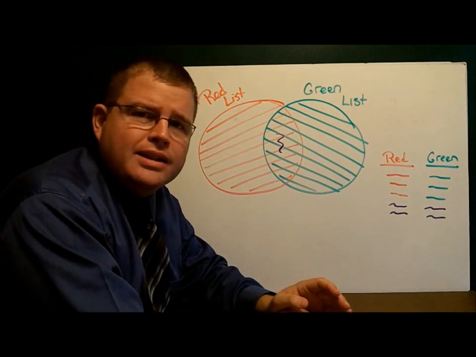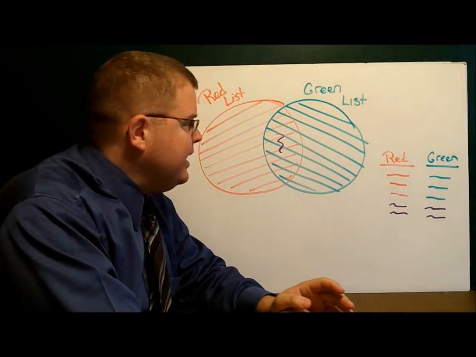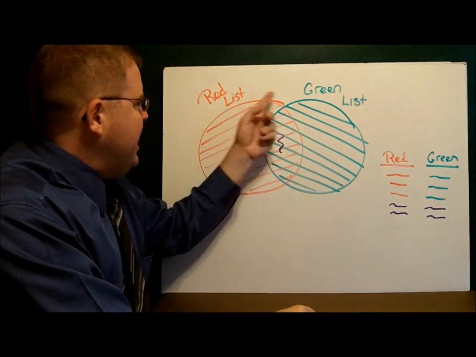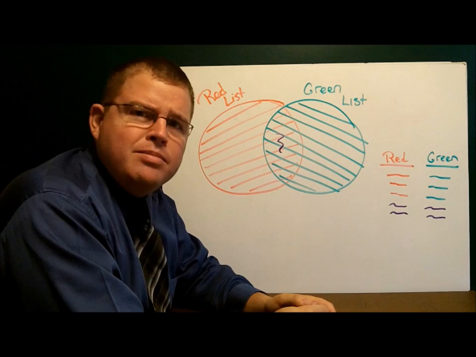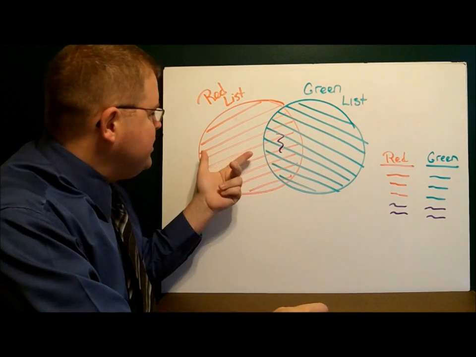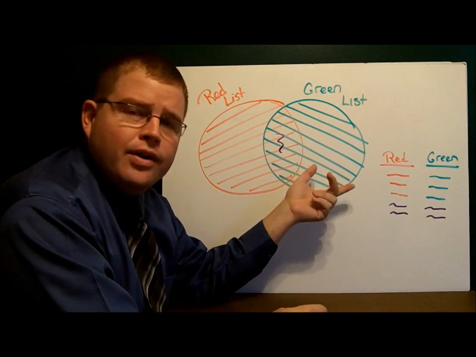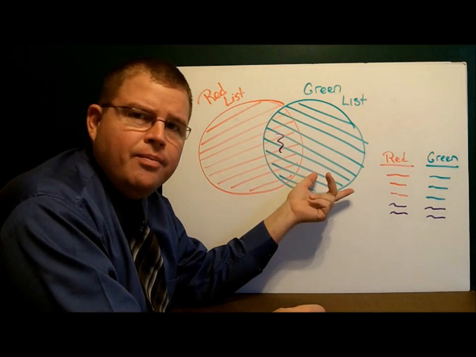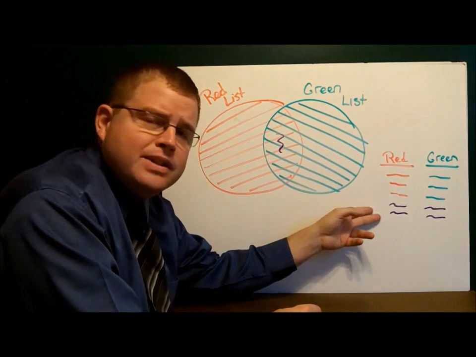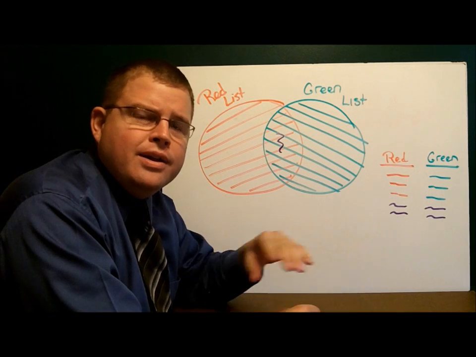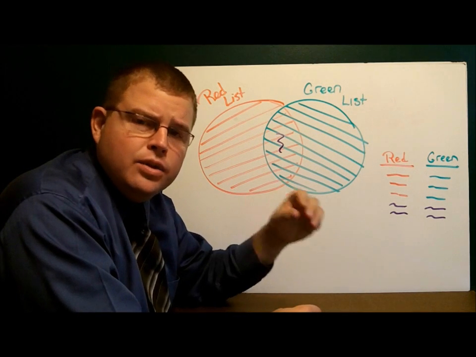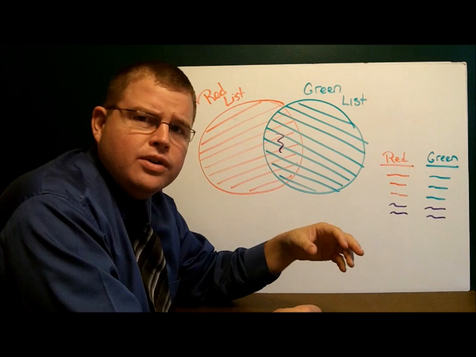We have 2 lists, a red list and a green list. And we have 2 circles, a red circle and a green circle. The items that are on the red list go in the red circle. The items that are on the green list go in the green circle. Now down here we have some items that are on both lists. They're red and green. They're on both of those lists. So they have to go on both of the circles.